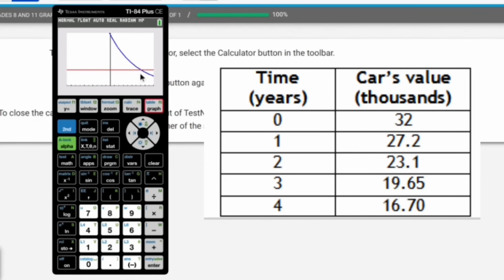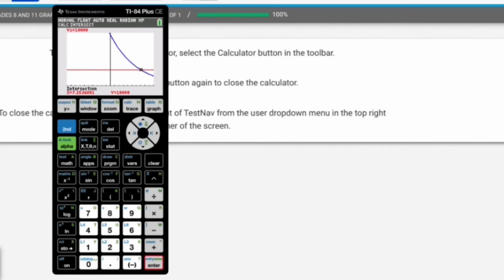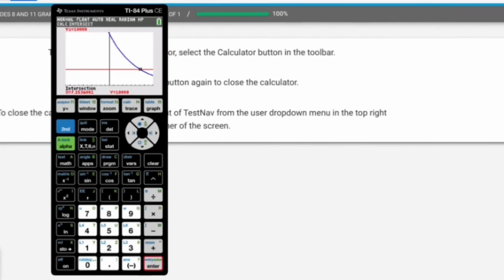So I need to find out where these two lines intersect. So I'm going to hit second, trace, it takes me to calc, and I'm going to go to intersect. The fun thing about intersect is all you have to do is hit enter, enter, enter, boom, boom, boom. And there you have an intersection of 7.1536. So we'll round that up accordingly.